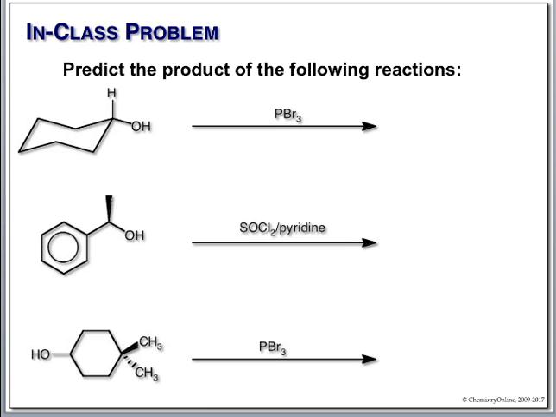Do another set here, kind of mix them up. Here we have a secondary alcohol. We're doing PBr3. What does that do? Step one, we make the ester, right? Step two, we're going to do backside displacement, SN2, with Br minus, and we'll simply make bromocyclohexane.